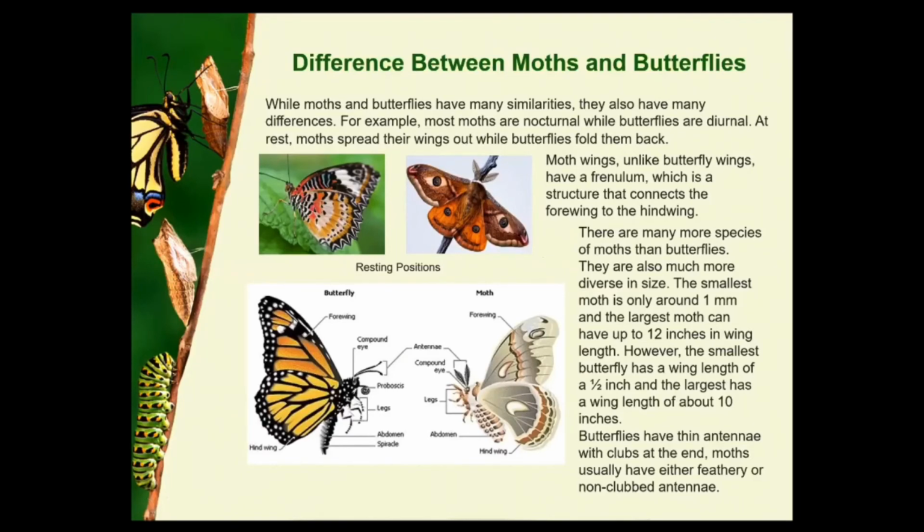There are many more species of moths than butterflies. They are also much more diverse in size. The smallest moth is only around 1 millimeter, and the largest moth can have up to 12 inches in wing length. However, the smallest butterfly has a wing length of half an inch, and the largest has a wing length of about 10 inches. Butterflies have thin antennae with clubs at the end. Moths usually have either feathery or non-clubbed antennae. So you can see here it's kind of feathered, but here it's clubbed and thin. And moths also usually have thicker bodies than butterflies.